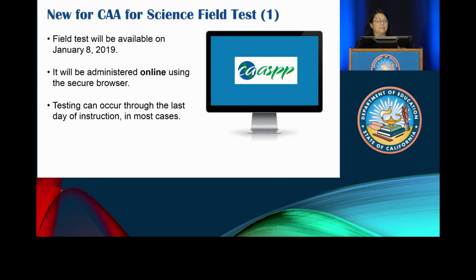As mentioned earlier, the CAA for Science test has an expanded testing window. Therefore, testing can occur through the last day of instruction in most cases. So be on the lookout for a document called the California Alternate Assessment for Science Administration and Planning Guide that will clearly identify the performance expectations and science connectors being assessed annually through the 3 performance tasks. The purpose of the guide is to help educators determine the best time to administer the CAA for Science based on when they have received instruction.